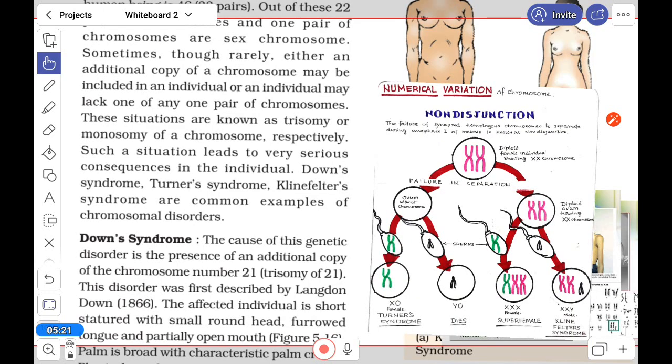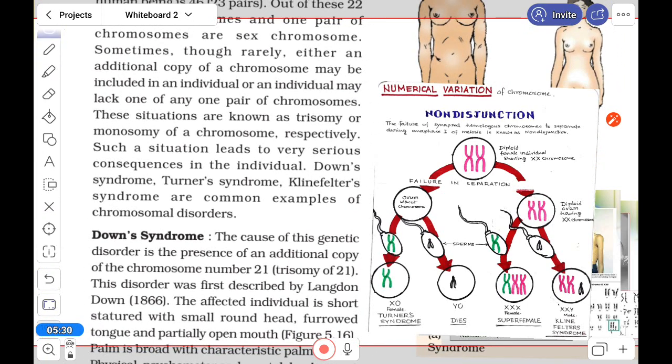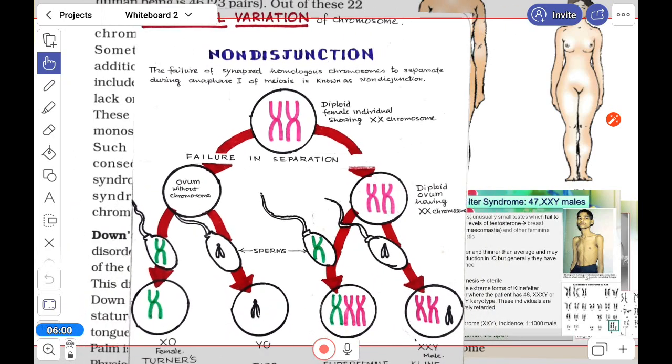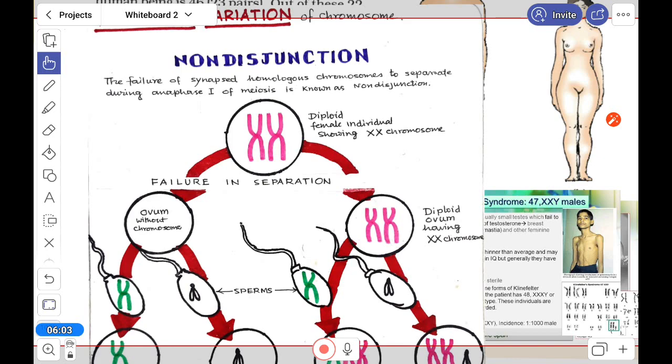You have to remember that out of these three chromosomal disorders described in your book, Down syndrome is autosomal, but the other two, Turner syndrome and Klinefelter syndrome, are sex chromosome based. And we know that all are due to the non-disjunction of the chromosome. So let's know what non-disjunction is. Here, if we bring it here, look here, non-disjunction.